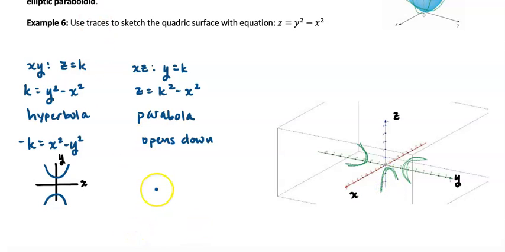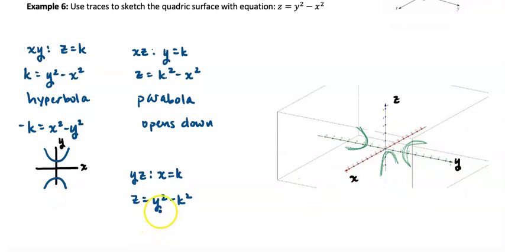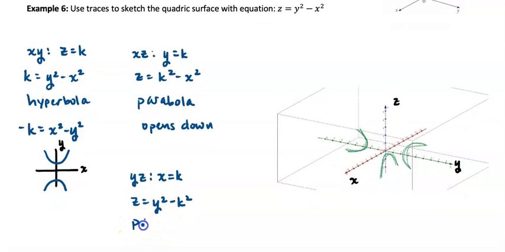Okay, and finally, we've got our yz plane, where we've got the x equal to some k value. Plugging that in, we get z is equal to y squared minus k squared. And because this y squared is positive, this is going to be a parabola that opens upward. So on the yz plane, we have a parabola that opens upward.